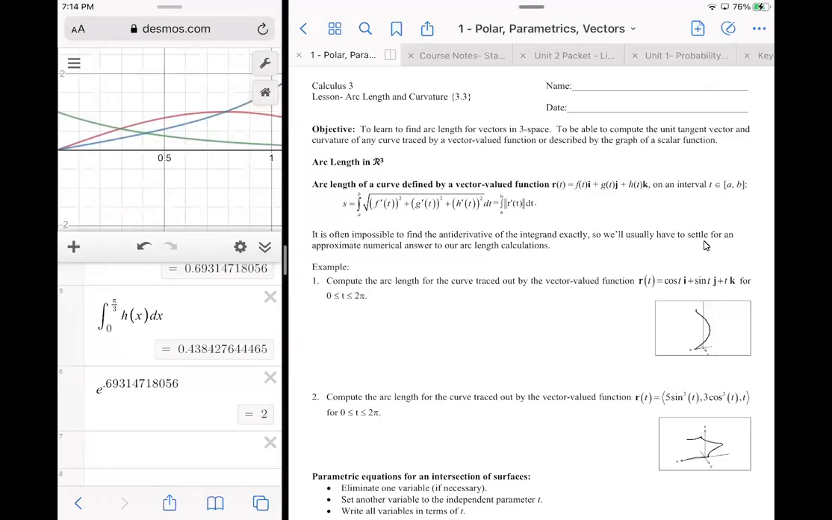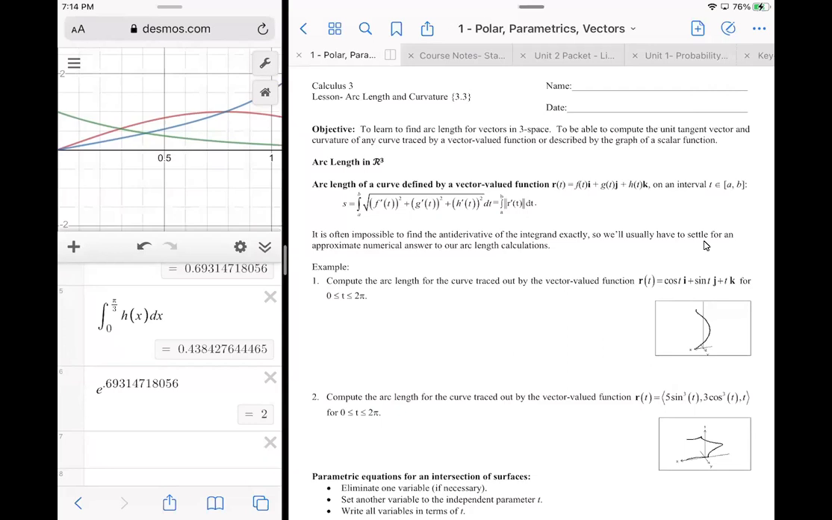So we're going to learn to find arc length for vectors in 3 space. You know, 3 space, 4 space, 10 space, whatever. It's a shorthand way of saying 3-dimensional space. You become more comfortable with that if you have a little bit of experience with linear algebra, although it's not necessary.